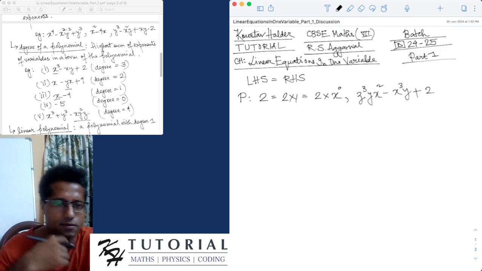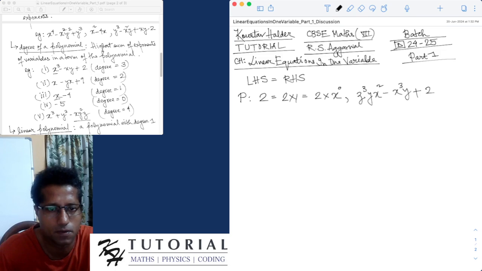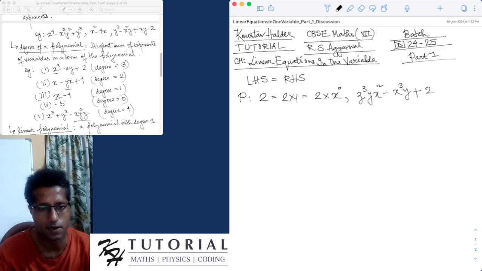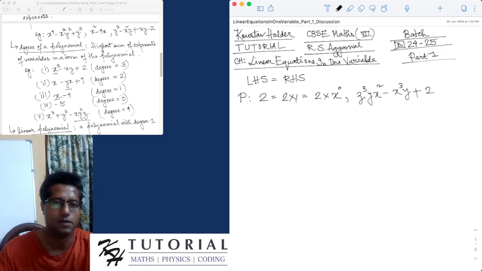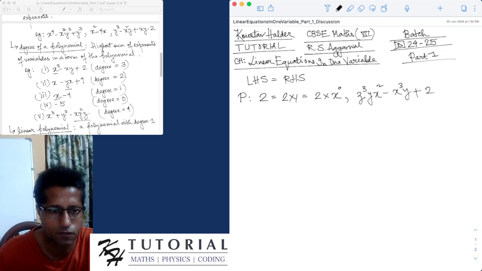Similarly, in the second case, x minus yx plus 9. In this polynomial, the second term, minus yx, the variables are y and x, their powers are 1 and 1. So the sum of their powers is 1 plus 1 equals 2. So that is the highest sum of powers. So the degree is 2. Similarly, you can understand 3, 4 and 5. So that is the degree of a polynomial.